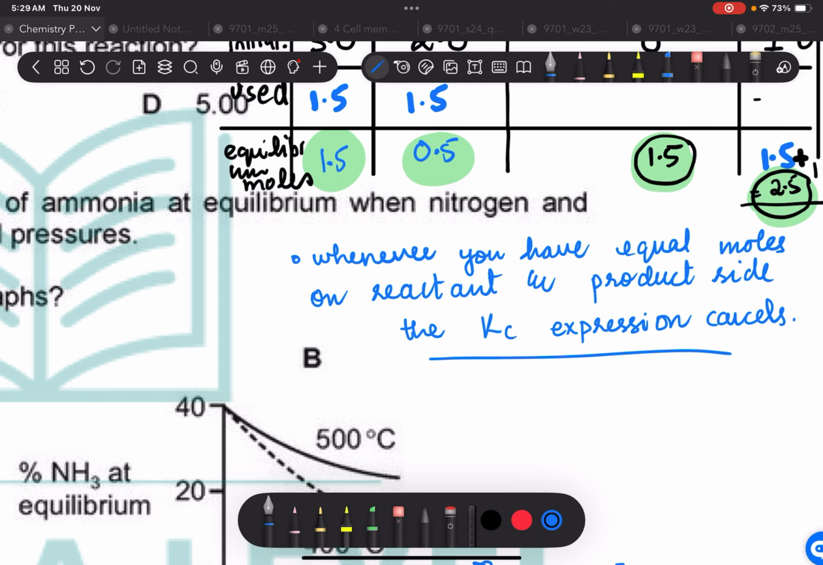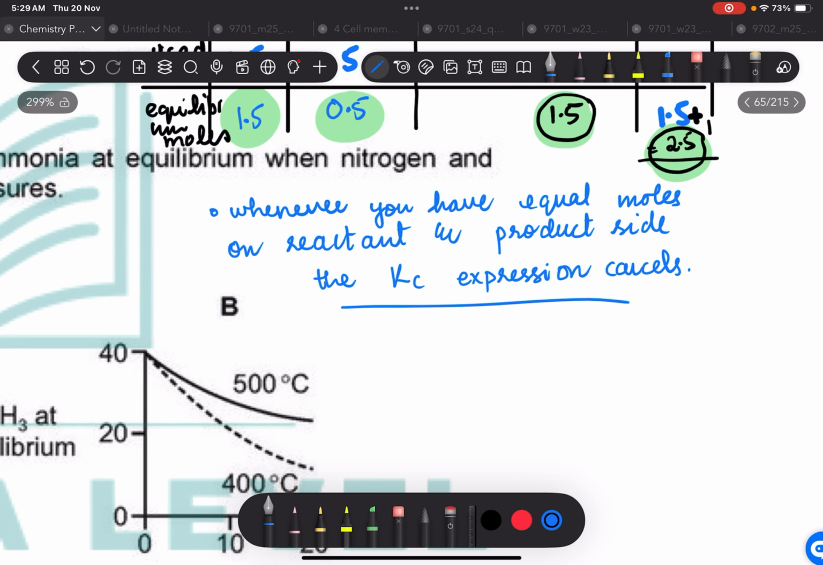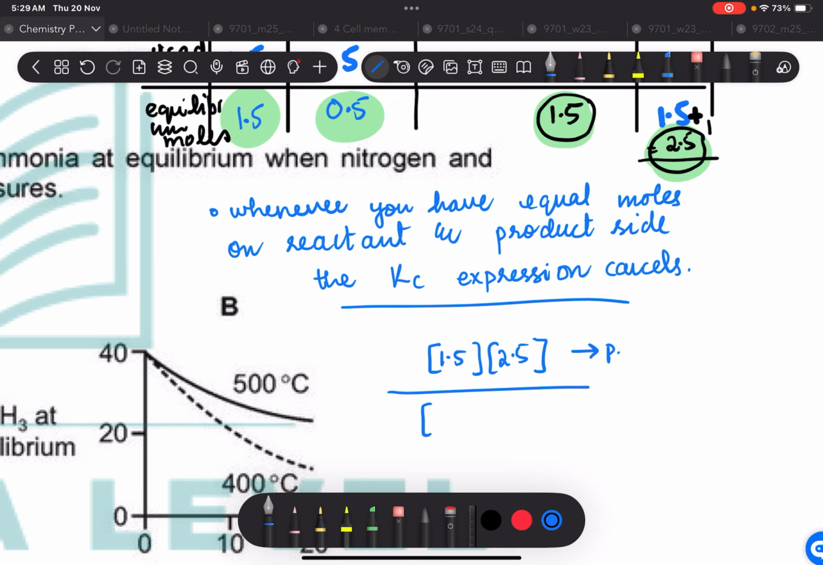So now let's put in the moles of the reactants above in the Kc expression, that are going to be 1.5 multiplied by 2.5 and divided by the moles of the reactants. The products are going to be at the top, okay? Products are going to be at the top. The reactants are going to be below. Reactants are 1.5 and 0.5. Plug this value in your calculator.